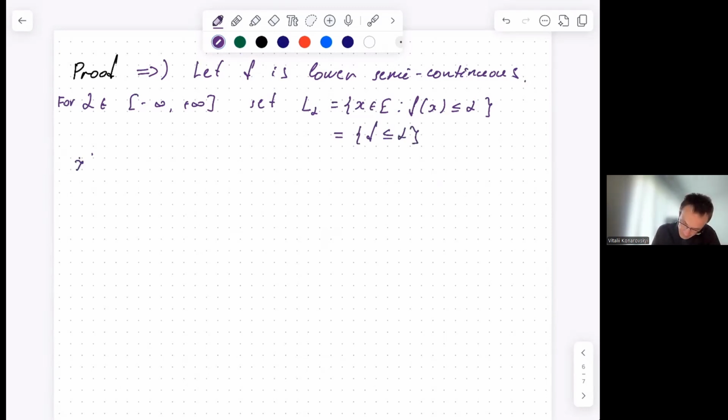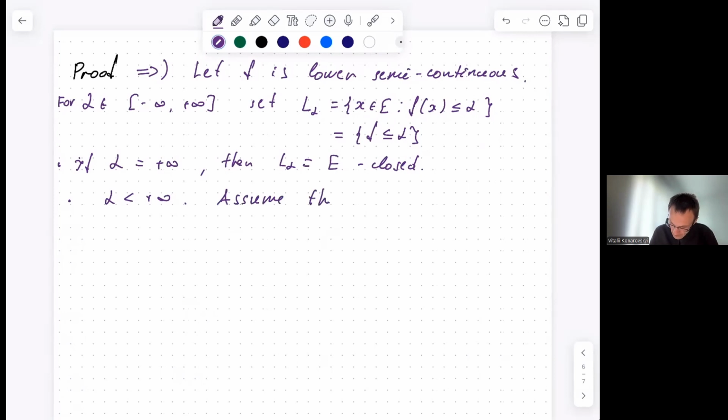If alpha is equal to plus infinity, then trivially the level set is the complete space and it is closed. And now assume that alpha is smaller than plus infinity. Then we need to show that the level set is closed. Assume that it is not the case, and the level set L alpha is not closed.